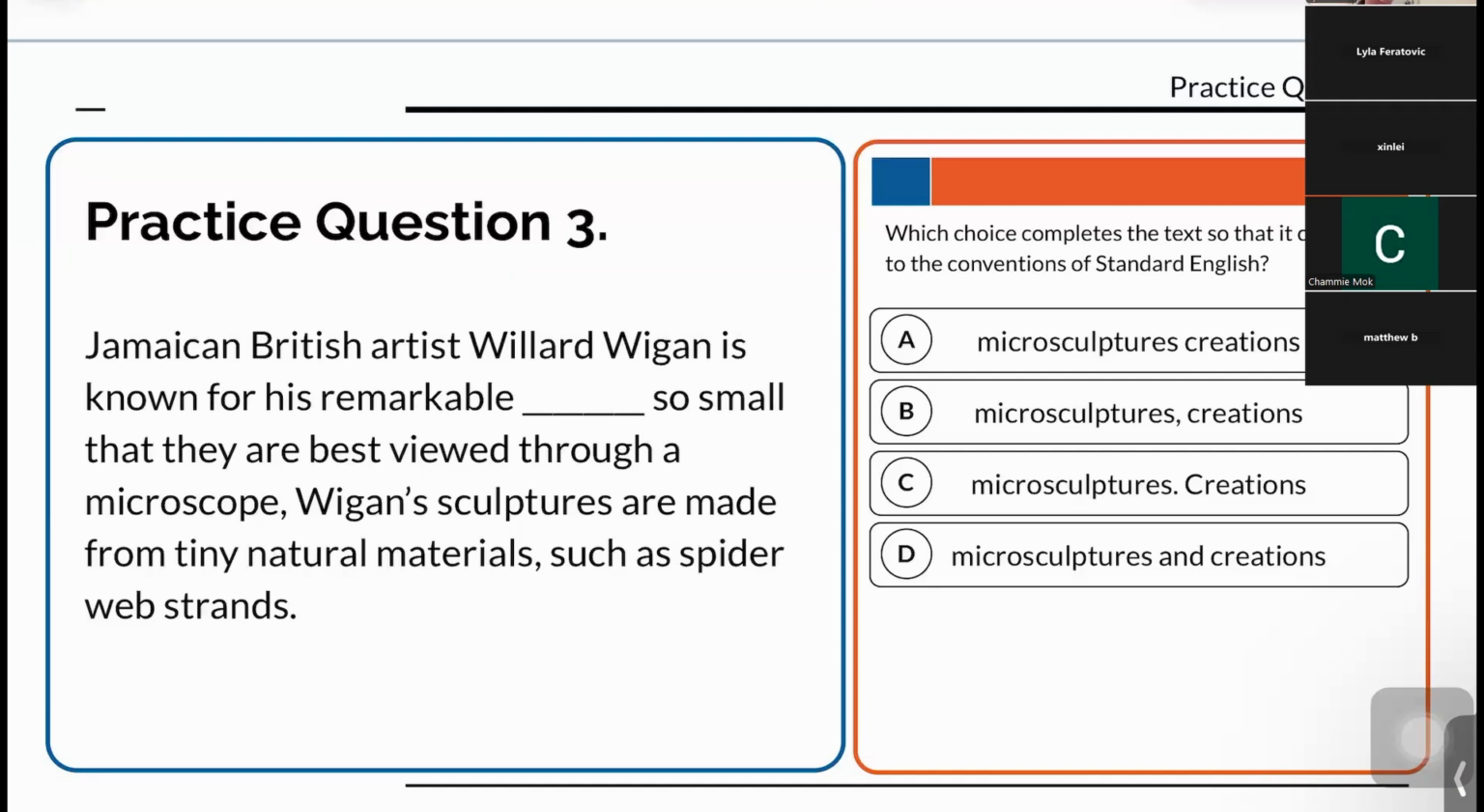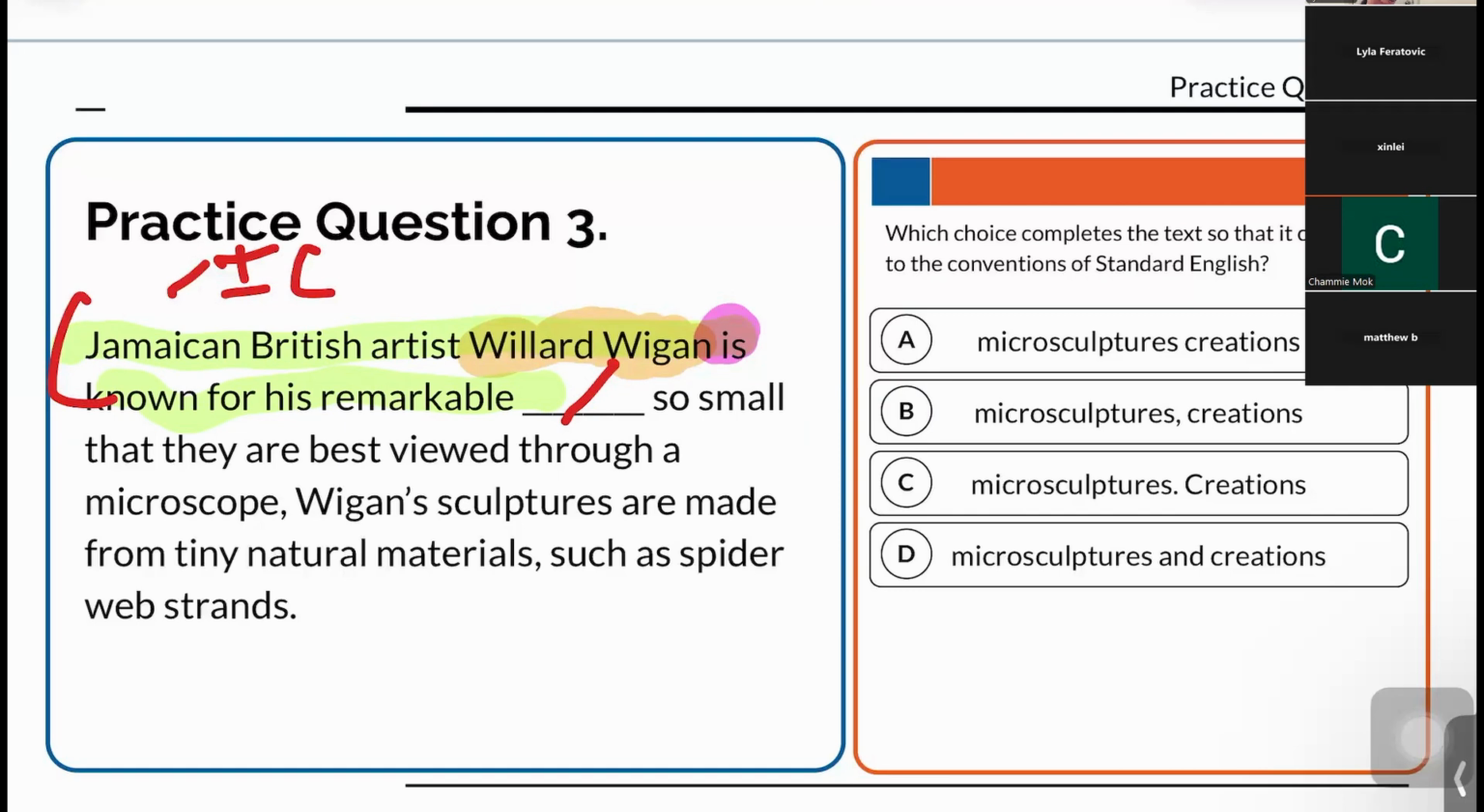So we can split this blank in half and then think about everything here. In this case, we've got a subject, Willard Wiggin. The whole phrase Jamaican British artist Willard Wiggin is technically our subject, but we've got a subject, so that's good. And then we also have a predicate right there, is, and then we know what he is. He is known for his remarkable microsculptures. So everything over here checks out. That's an independent clause. So we got to go past the blank, figure that out.